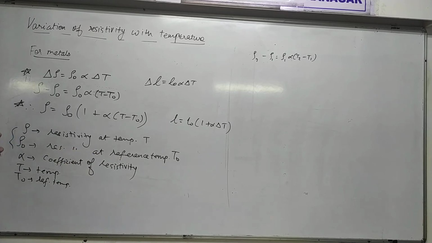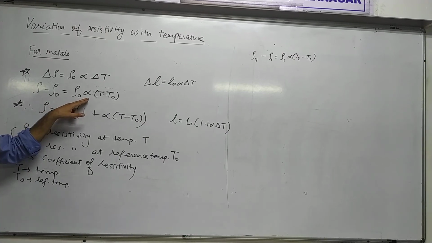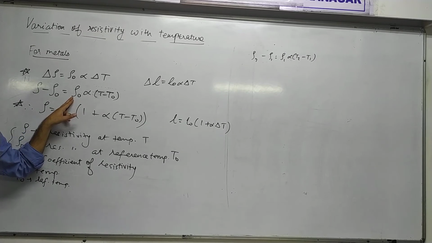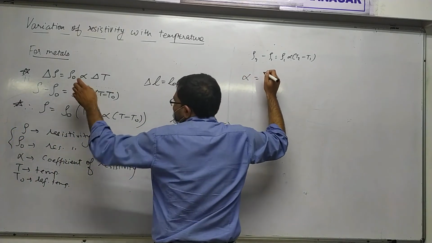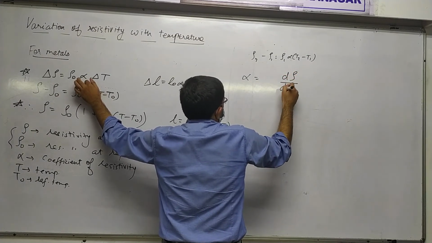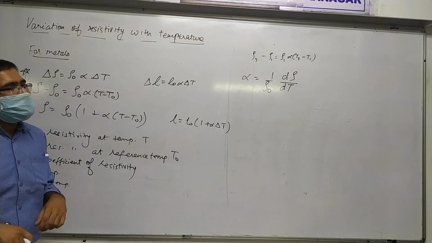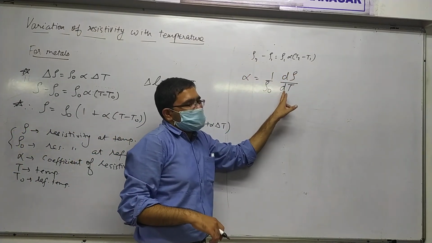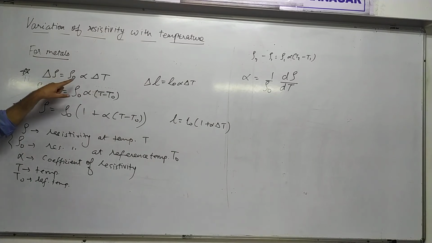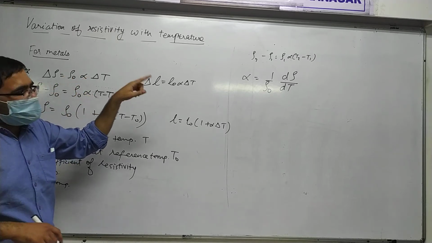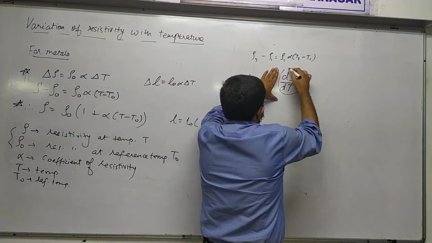Actually, it's not mentioned anywhere in the book, but if you understand how this works, alpha's value depends on rho 0. If you take a different reference temperature, alpha's value will be different, right? Because alpha is actually telling you this: alpha is the rate of change of resistivity with respect to change of temperature. Understood? For a small change, d rho dt. So alpha is d rho by dt into 1 by rho 0.